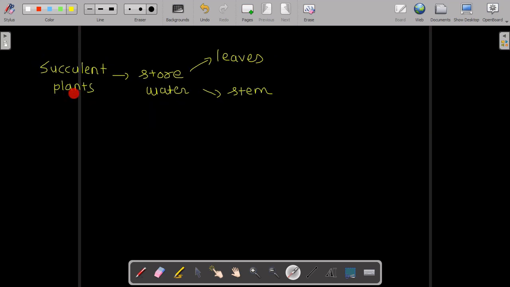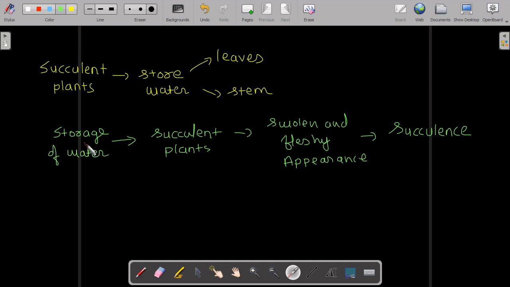Now the succulent plants store water in the leaves and in stem because they are living in arid climates, and that is their adaptation, storing water in leaves and stem. Because of this storage of water, the succulent plants have a swollen and fleshy appearance, and this appearance is also known as succulence. That is the reason why these are known as succulent plants, because they have a swollen and fleshy appearance because of storage of water.